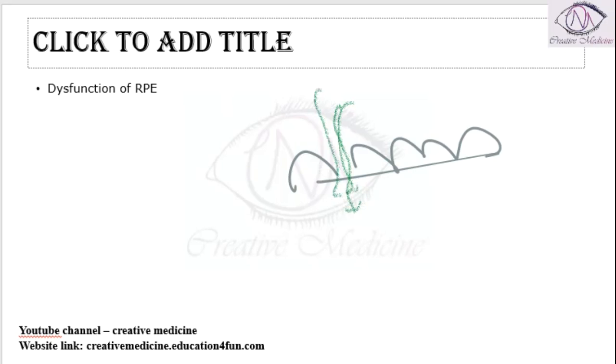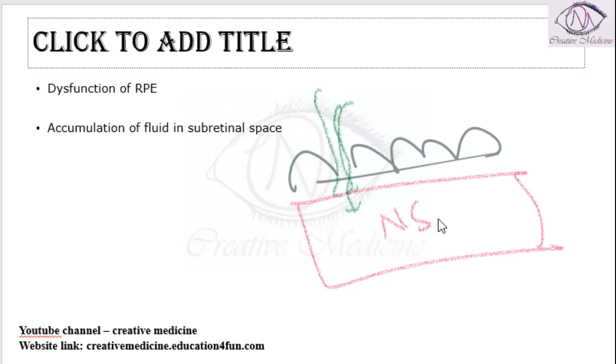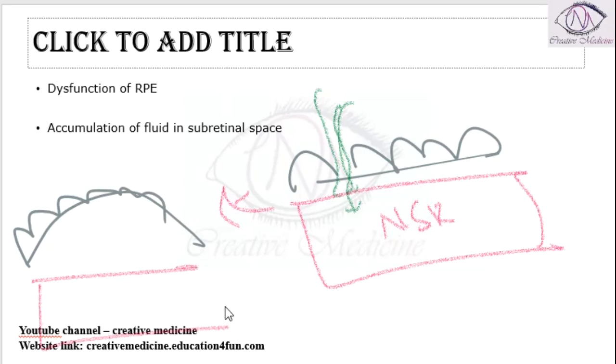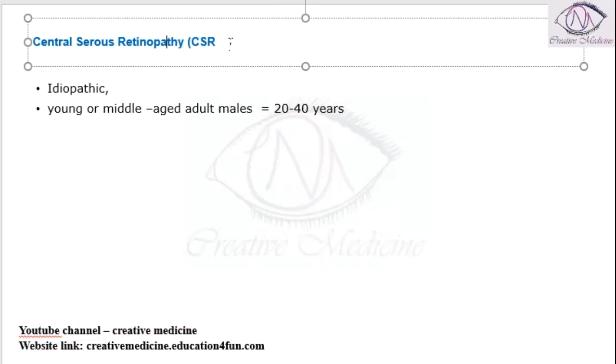So this will result in accumulation of fluid in the subretinal space, separating it from the rest of the neurosensory retina. This results in detachment of the sensory retina from the retinal pigment epithelium. So this is what occurs. This mainly occurs at the macula. So this is central serous retinopathy.